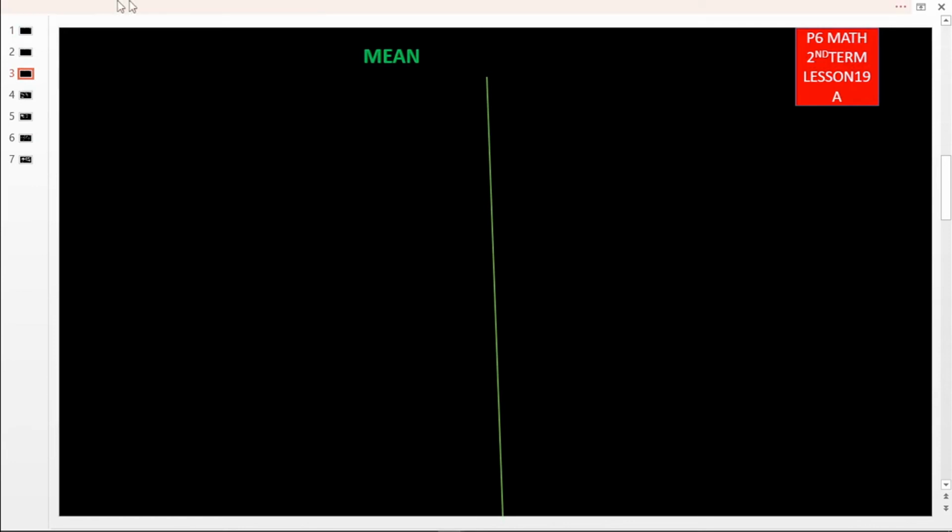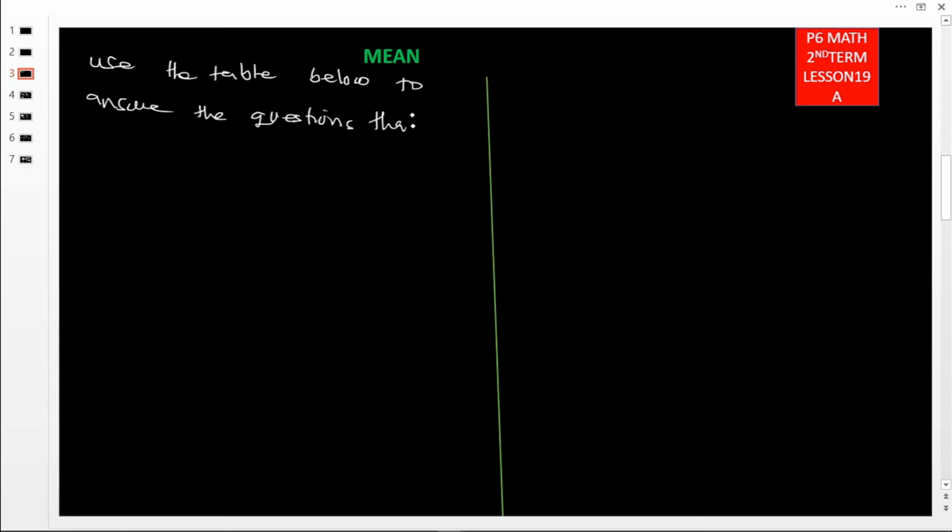So this one is saying use the table below to answer the questions that follow. Okay, so we are having marks.